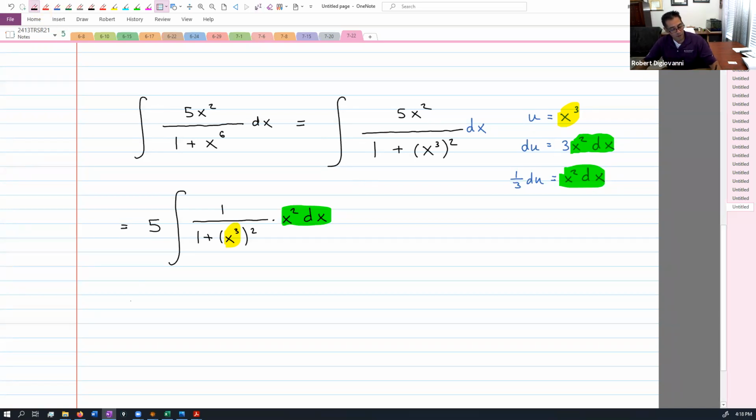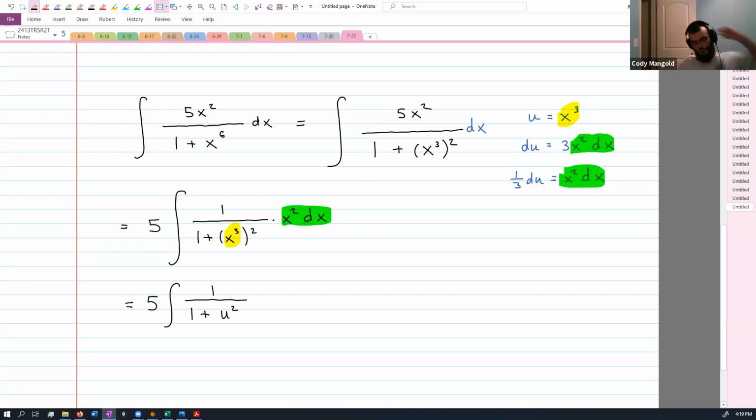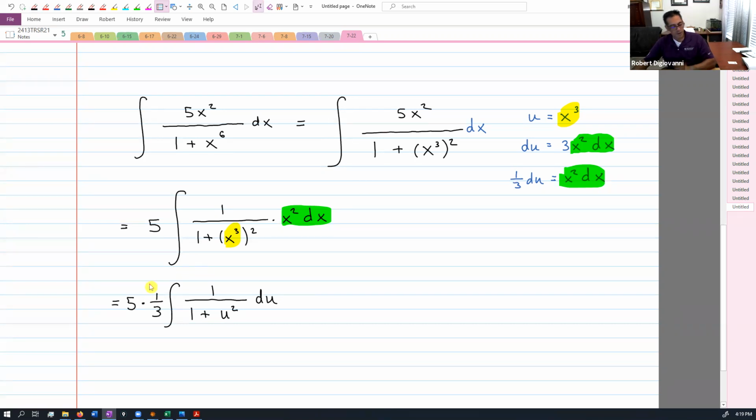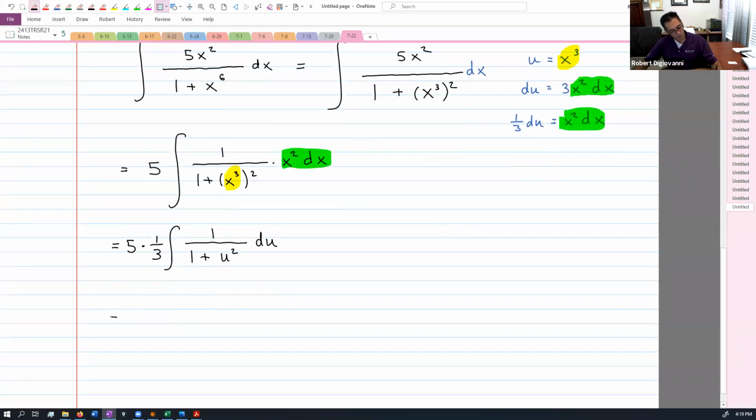All right, so here we go. We should be able to rewrite the problem. It should be 5 integral 1 over 1 plus u squared du. Sorry, there's a 1/3. I need that 1/3 to come out. Let me bring the 1/3 out with the 5. That 1/3 comes from that 1/3 right there. So now we're at 5/3.